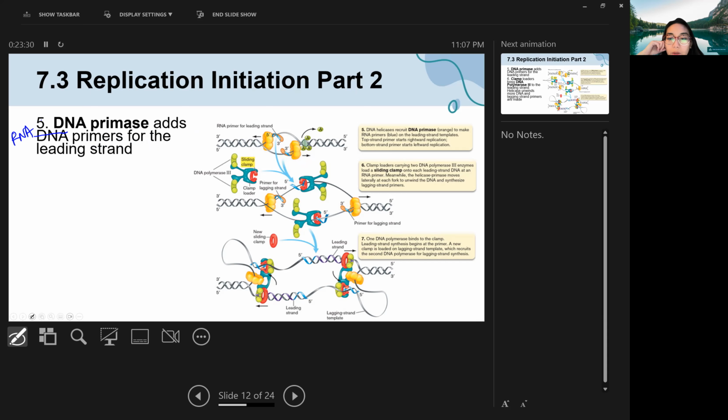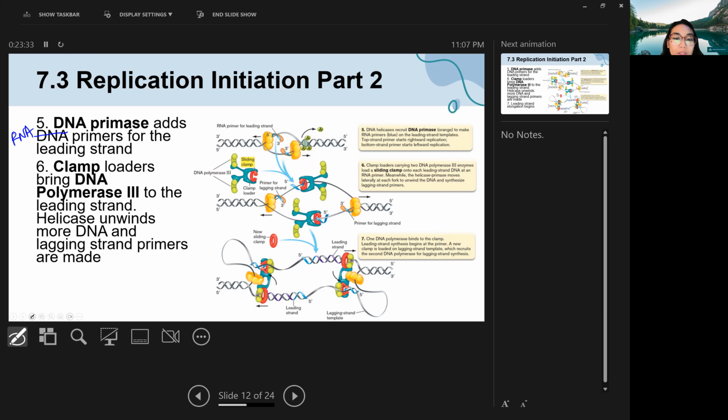Now that the primers are there, we can add the DNA polymerase. The way that it comes is through these clamps. It looks really crazy, but there's this giant structure called a clamp loader, and it's carrying the DNA polymerase, actually 2 of them. 2 DNA polymerases attached to this giant clamp loader. And inside of that is a sliding clamp, which I guess is the thing that helps slide along the DNA strands. This whole structure will come and attach itself to both strands.